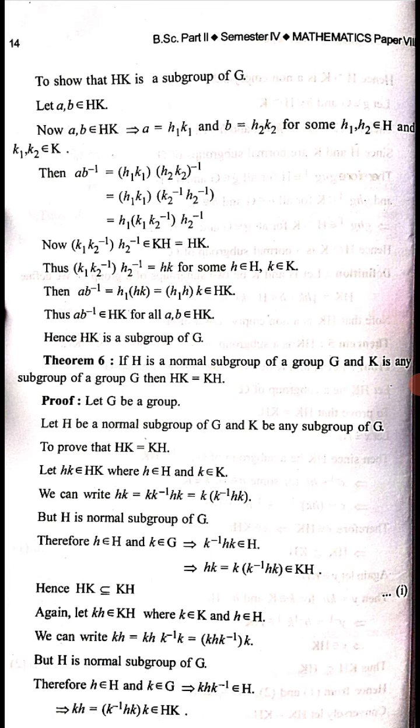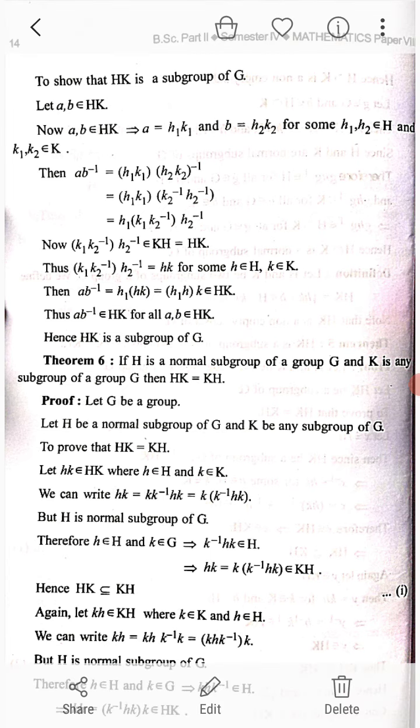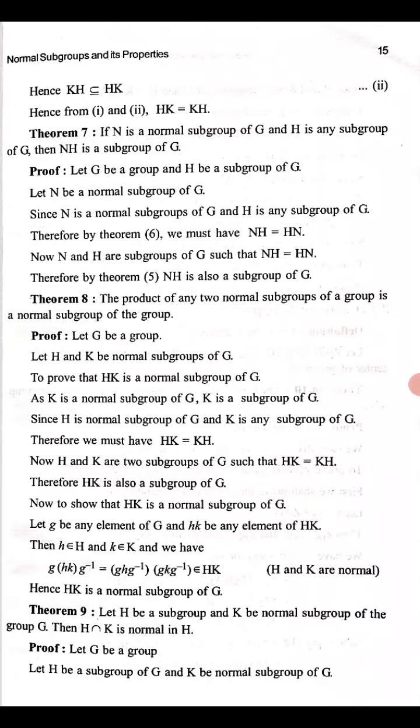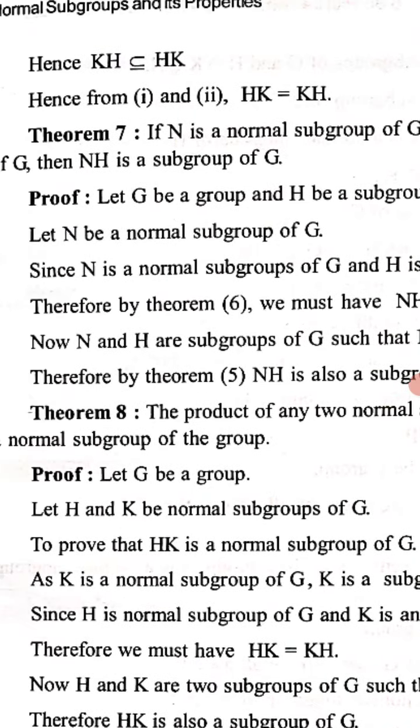Again, let kh belong to KH, where k belongs to K and h belongs to H. We can write kh is equal to k h k inverse k, which is equal to (k h k inverse) into k. But H is a normal subgroup of G, so therefore h belongs to H and k belongs to G. This implies that k h k inverse belongs to H, so this implies that kh is equal to (k h k inverse) into k belongs to HK, and hence KH is a subset of HK.